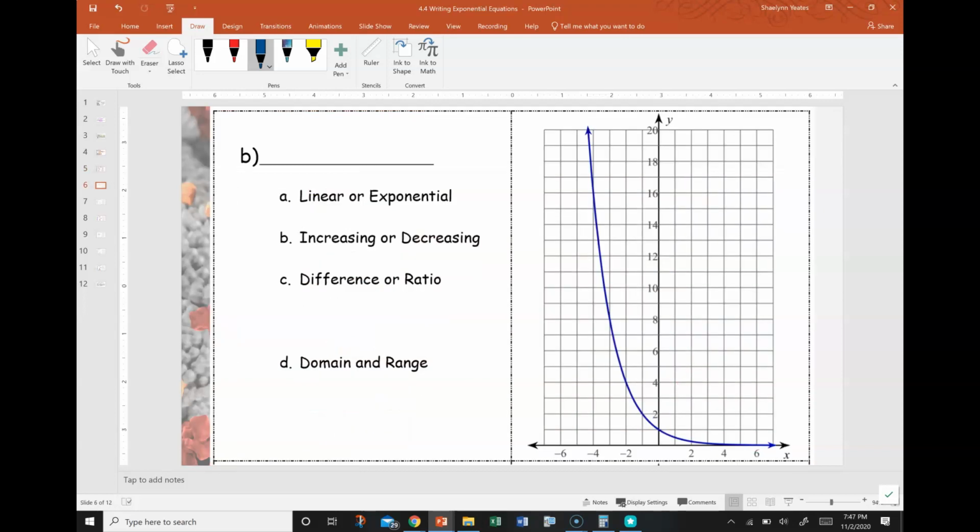Let's take a look at this one. Is this linear or exponential? Hopefully you all said exponential. Is it increasing or decreasing? This is where I use my pen. I go from the left side to the right side. Ooh, that went down. That's decreasing.